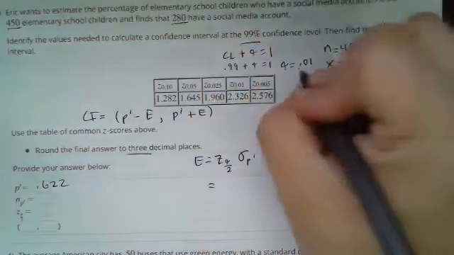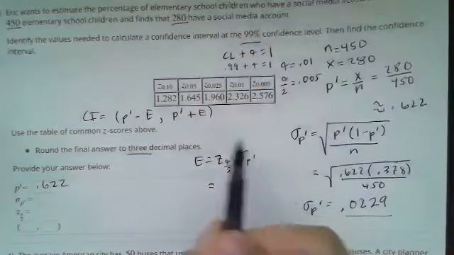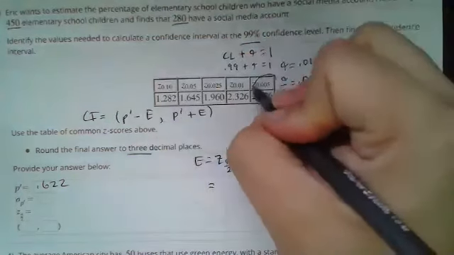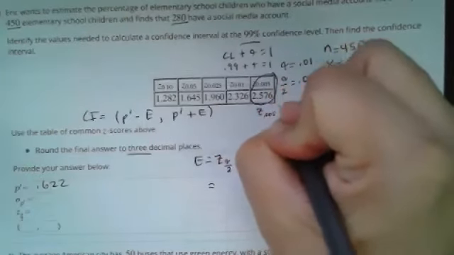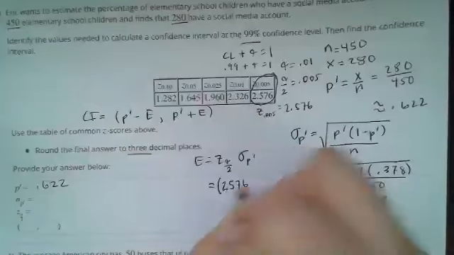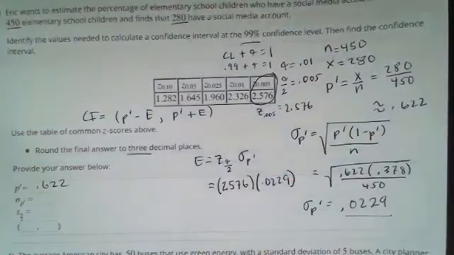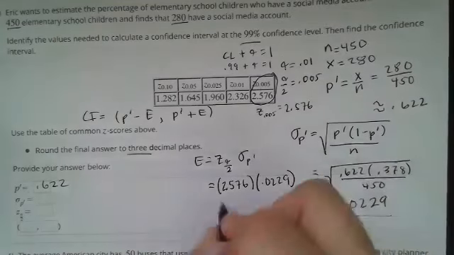Okay, so if alpha is 0.01, alpha over 2 is going to be 0.005. So what is z of 0.005? That's right here, right? So we have this nice chart. So this z of 0.005 is equal to 2.576. So we plug that in, 2.576 times the standard error, which is 0.0229. Okay, so your error is 0.059.